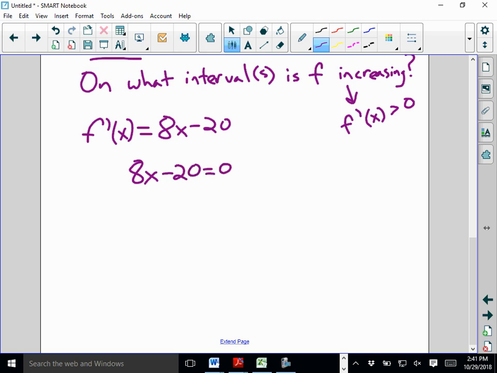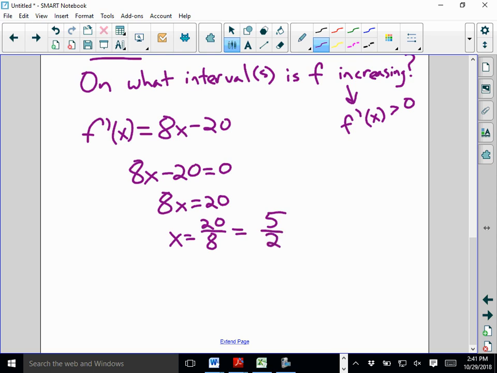I'm going to add 20 over, and I'm going to get 8x equals 20. Then I'm going to divide by 8, and I get x equals 20 over 8. 20 and 8 are both divisible by what? Well, they're both divisible by 4. 20 divided by 4 is 5. 8 divided by 4 is 2. So I get x equals 5 halves.